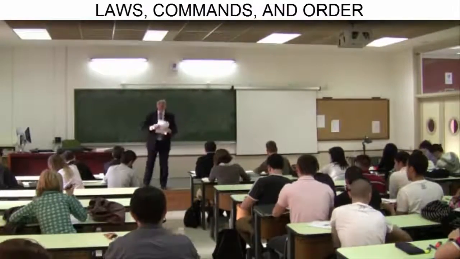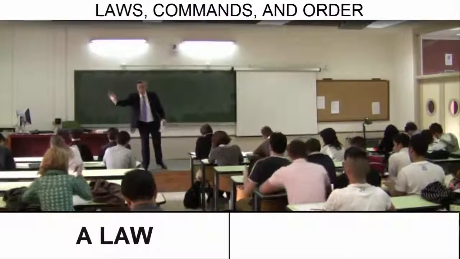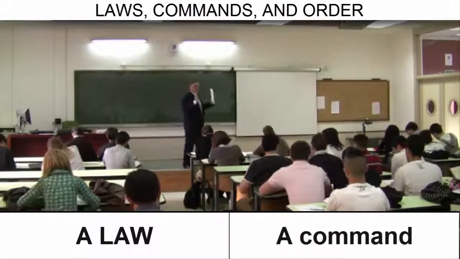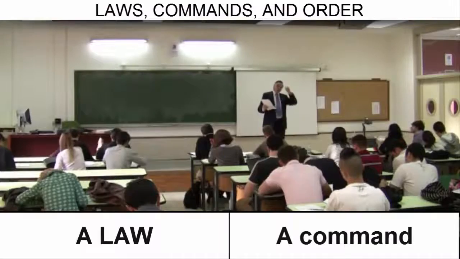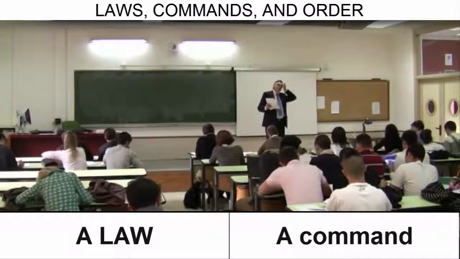On the left, we are going to explain what laws are, and on the right, what commands are. By contrasting the two, we will see the different social order or process of social cooperation each brings about.